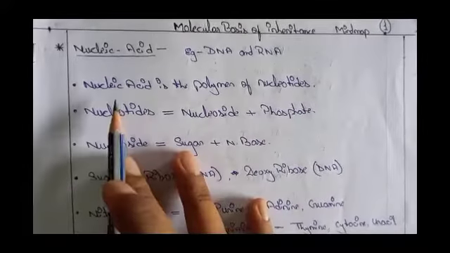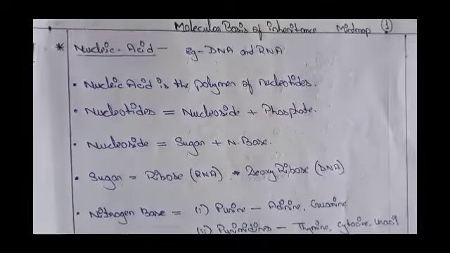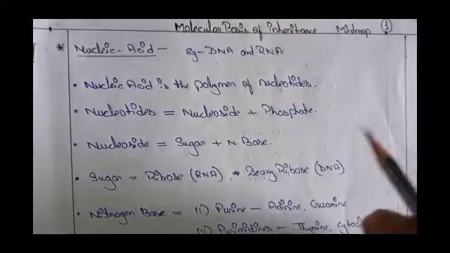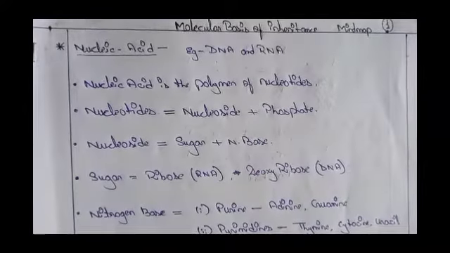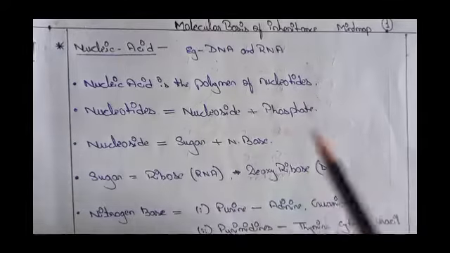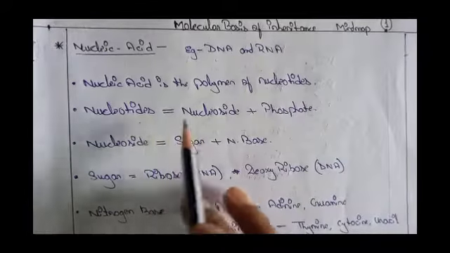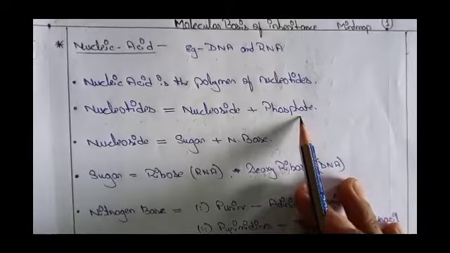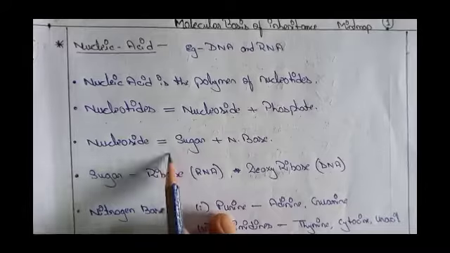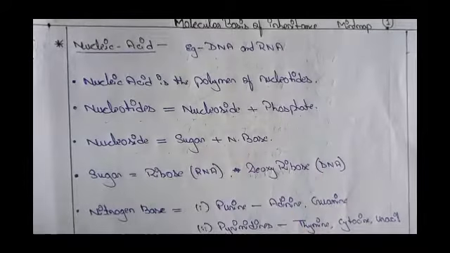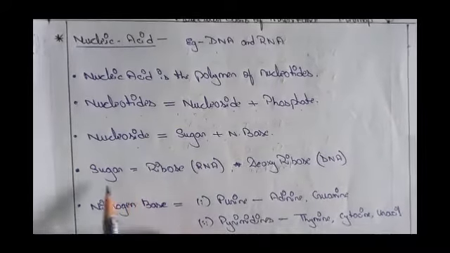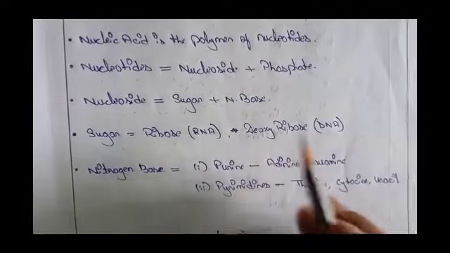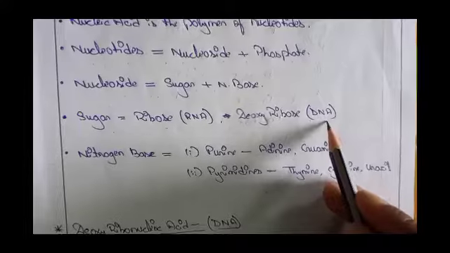Okay, so nucleic acid is a polymer of nucleotides. Just connect the terms: nucleotide is equal to nucleoside plus phosphate. Nucleoside is equal to sugar plus nitrogen base. Sugar is ribose for RNA and deoxyribose for DNA.